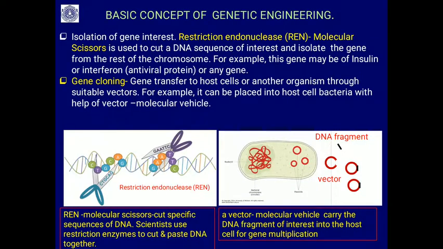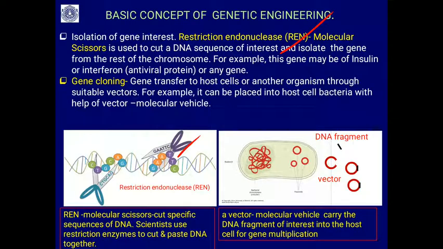So what is the basic concept of genetic engineering? What are the main aspects of genetic engineering? First is isolation of the gene of interest. For example, if we want to produce a large amount of insulin, we first have to isolate the insulin gene. That is done with the help of restriction endonuclease enzymes. It acts like a molecular scissor. With the help of this, we can cut the DNA sequence of interest in a specific way.